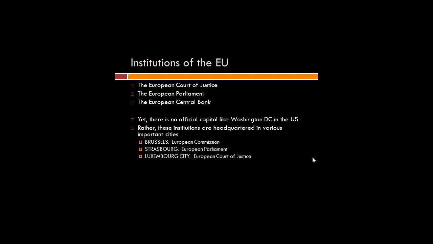What are some other institutions of the EU that make it more like the United States of Europe? Well, there's the European Court of Justice. That's kind of like our Supreme Court of America. They have a European Parliament. That's kind of like the American Congress. And they have the European Central Bank, which is kind of like our Federal Reserve. So in a way, they're kind of moving towards that single state status.